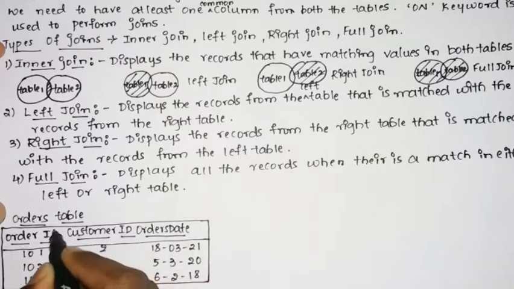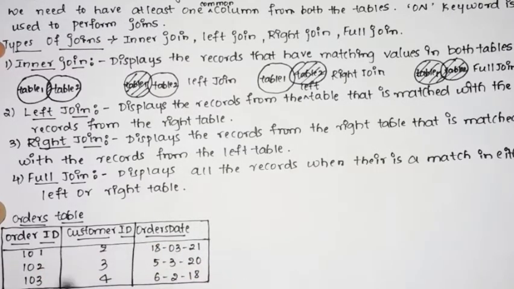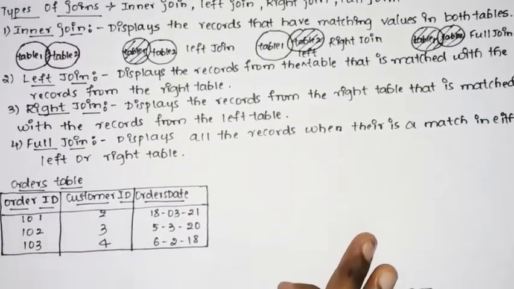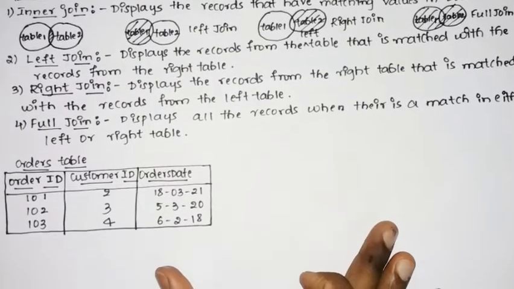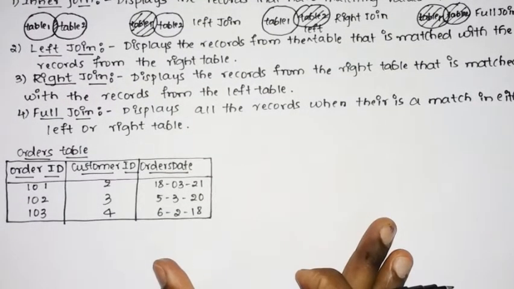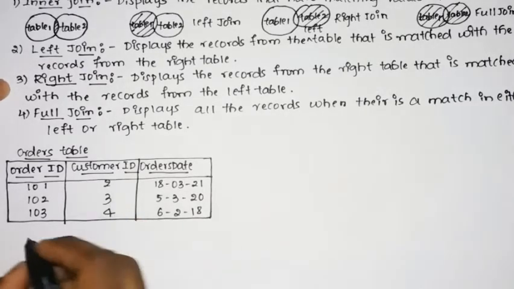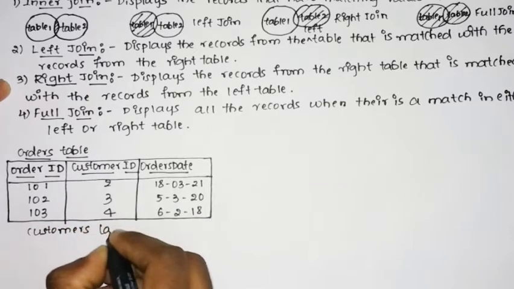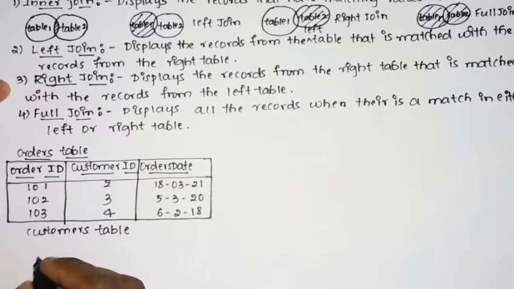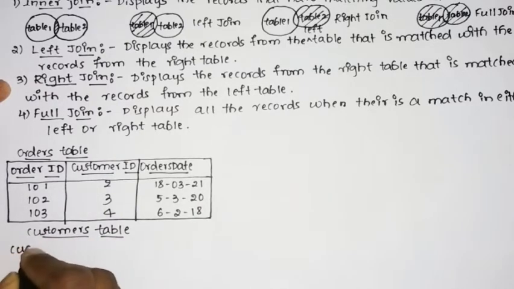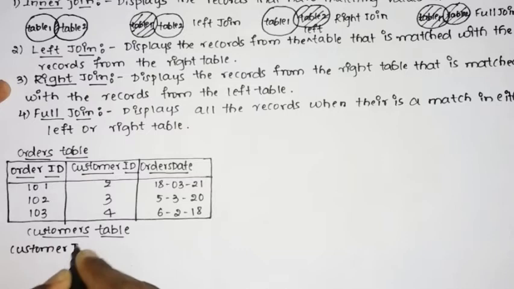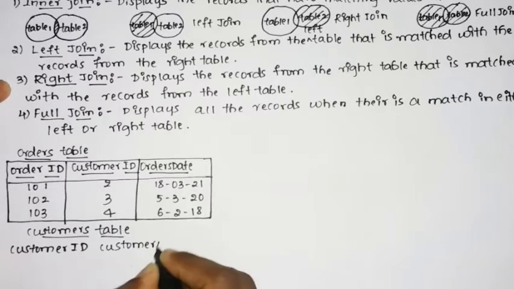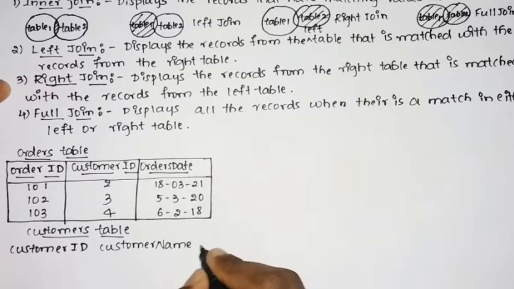This table has 3 columns: order ID, then customer ID, as well as the order date. Similarly, we shall consider one more table, the customers table. It includes 3 columns. One is the customer ID, followed by customer name, and finally we shall include the country.